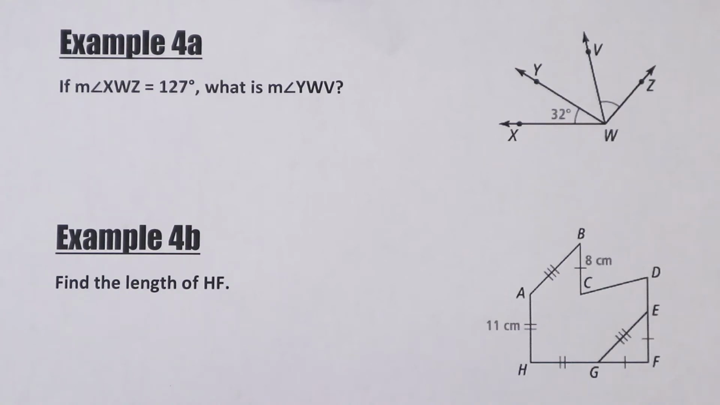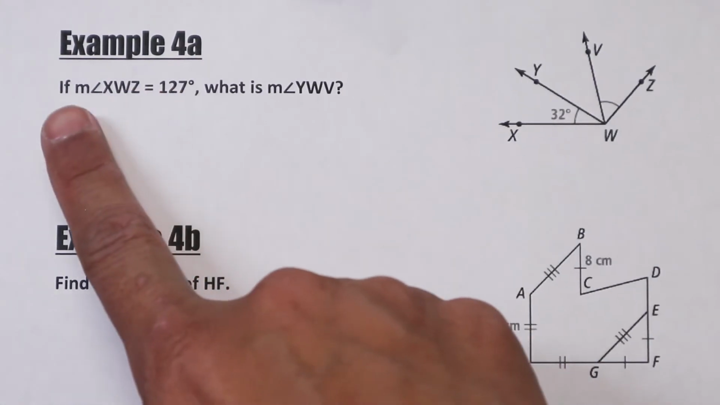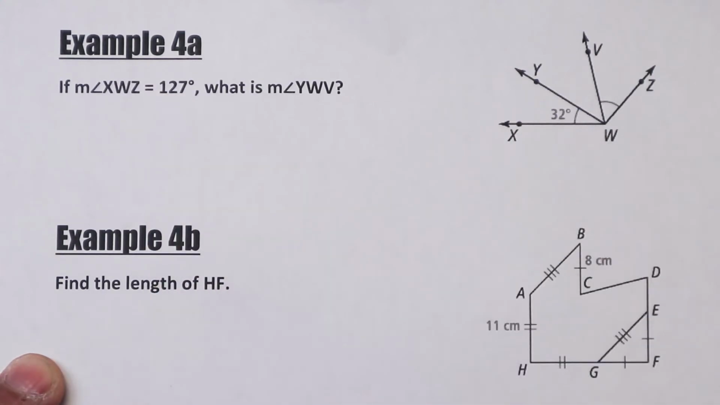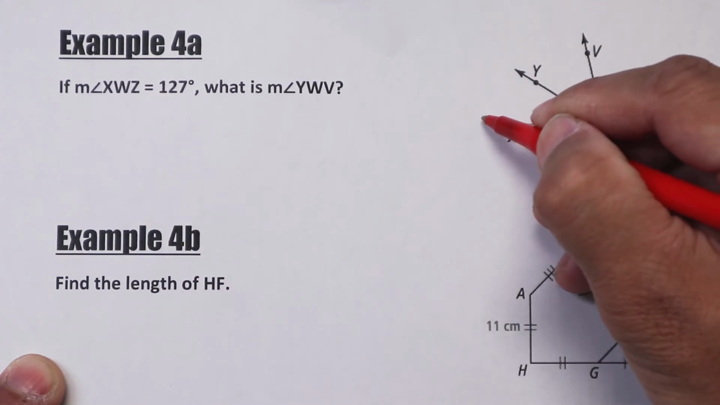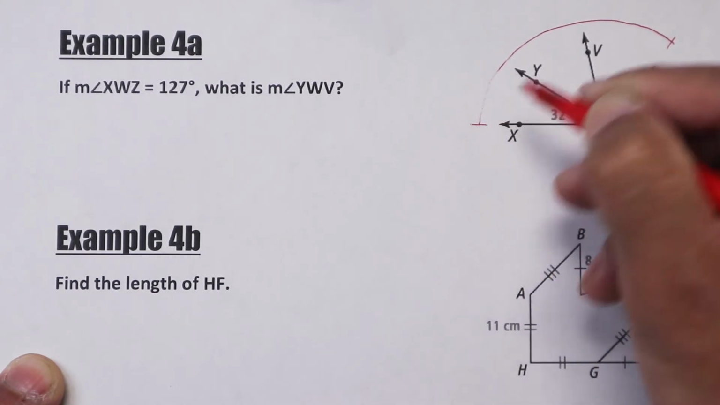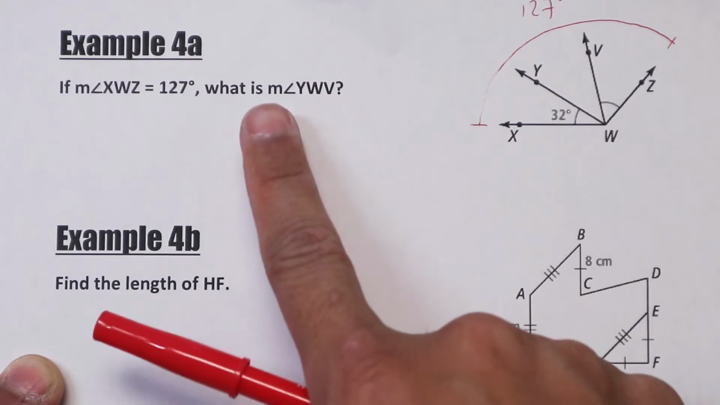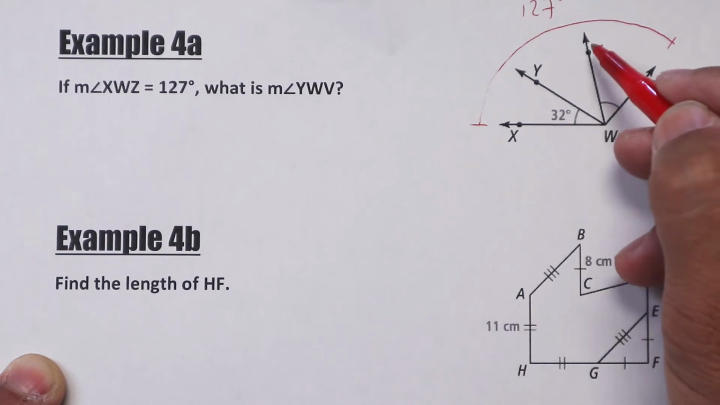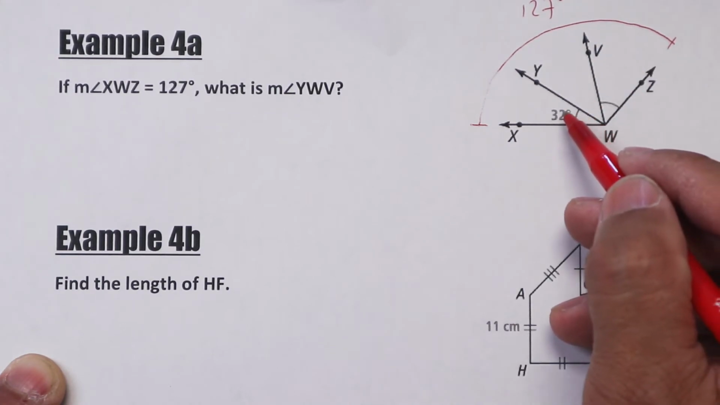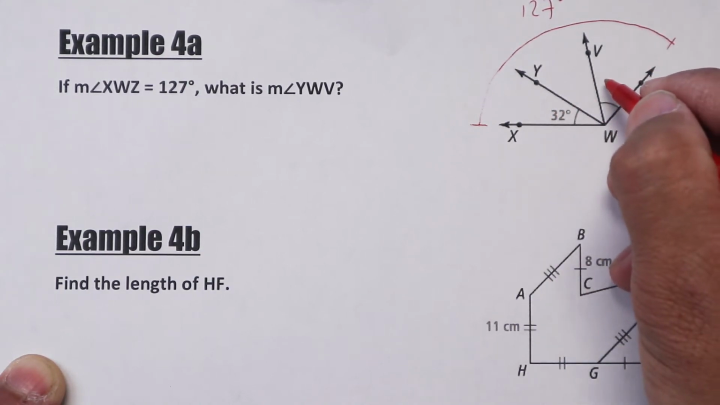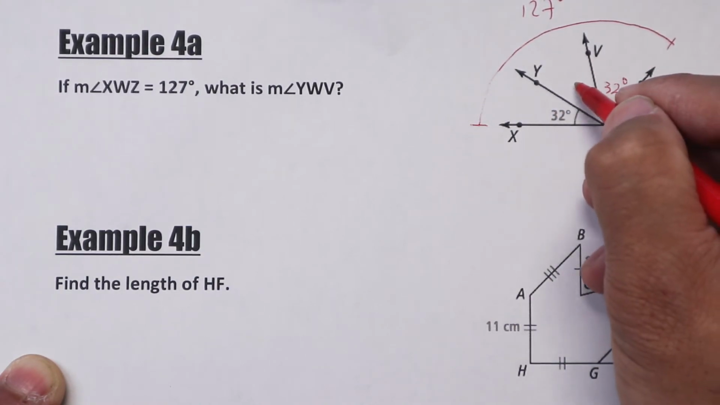In example 4a, let's practice how to read congruent symbols for segments and angles. Here it says if the measure of angle XWZ is equal to 127 degrees, which, let's take a look by drawing this whole thing, XWZ is 127 degrees. What is the measure of YWV? So YWV is right here. First of all, it says this angle is 32 degrees right here, and I see that there are 2 arcs. So if this is 32, this is also 32 degrees.